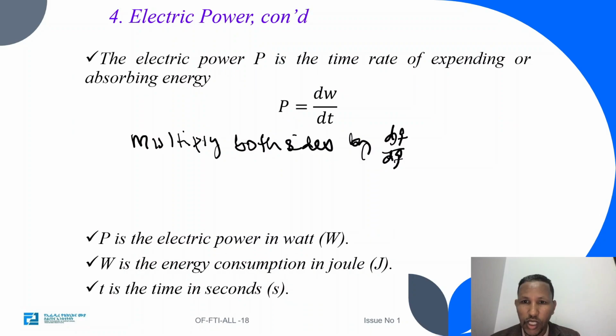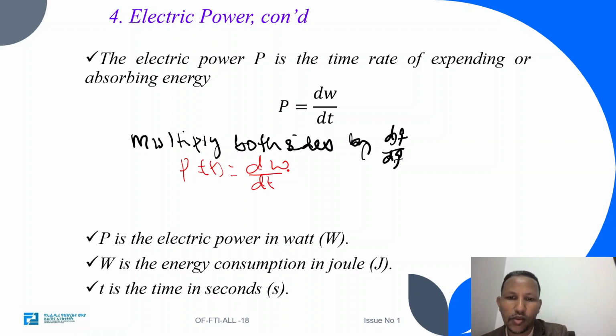So we can consider the electric power P as the time rate of expending or absorbing energy. That means when power is absorbed by the elements of the circuit, it is positive. When power is supplied by the source, the power is negative. So the definition of the power will be given by this expression: P of t, which is given by dw by dt, where w is energy.